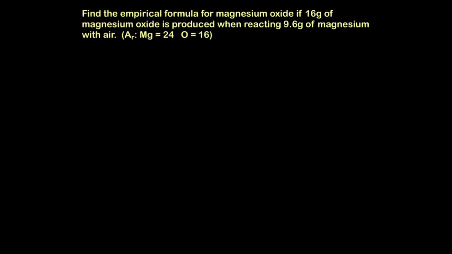Once again, I'm going to show you one worked example, then you pause and try one yourself. So the question is, find the empirical formula for magnesium oxide if 16 grams of magnesium oxide is produced when reacting 9.6 grams of magnesium with air. It should give you the relative atomic masses, but if not, go to your periodic table. So the first step is listing the elements stated by the question. So we have magnesium and we have oxygen, MgO.